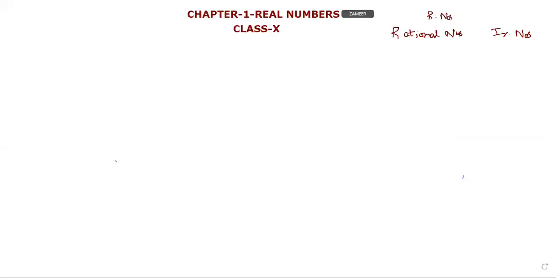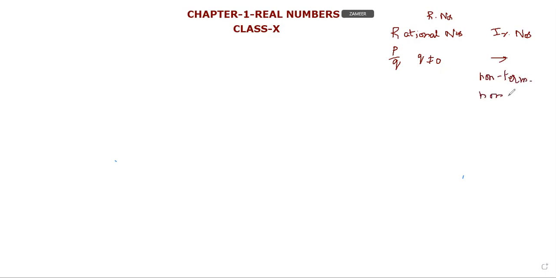So we are starting real numbers. This is in continuation with class 9th. We studied real numbers in class 9, but only their basics: real numbers are divided into two parts, rational numbers and irrational numbers. Rational numbers are those which can be written in the form p upon q, where q is not equal to 0 and p and q are integers. Irrational numbers cannot be written in that form, and in terms of decimals they are non-terminating, non-recurring decimals.